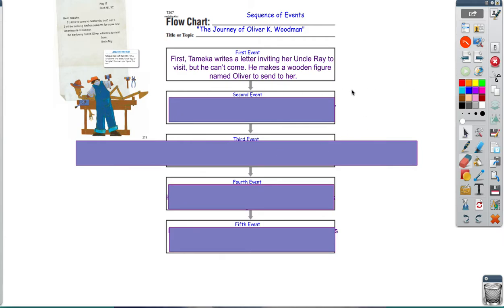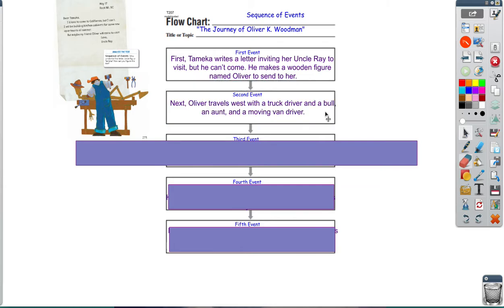Now for the second event in the story. See if you can go back to the letter that describes where Oliver first goes and who he's with. Go ahead, pause the video. Alright, so if you described that Oliver is traveling west with a truck driver and a bull and an ant and a moving driver, then you are correct. He travels with all these different people west to get to Tamika.